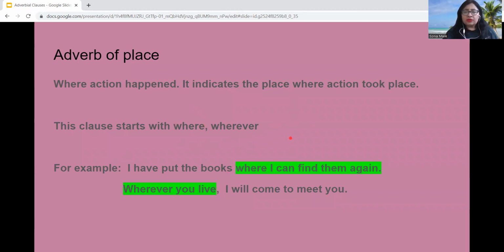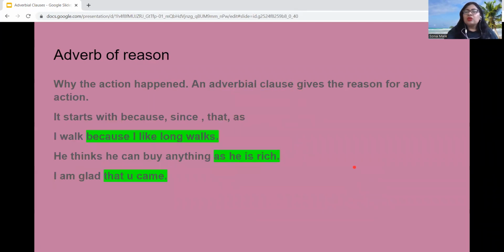I have put the books. Where did you put the books? Where I can find them again. I'll come to meet you. Where will you come to meet me? Wherever you live, right? All right. So you see, we were telling where that action took place.